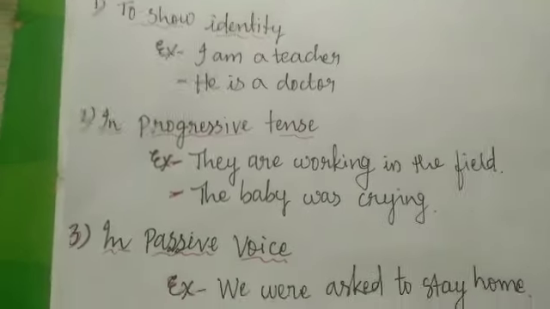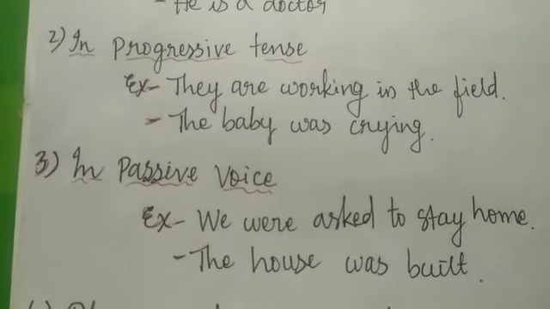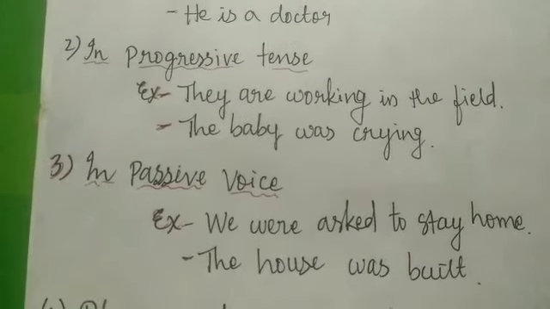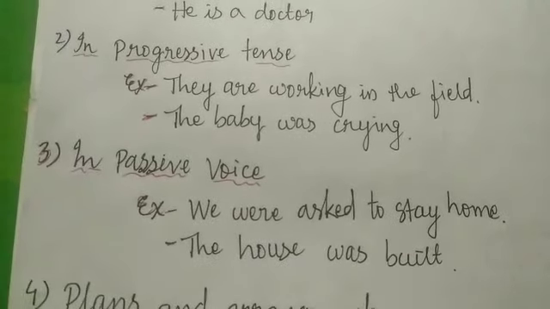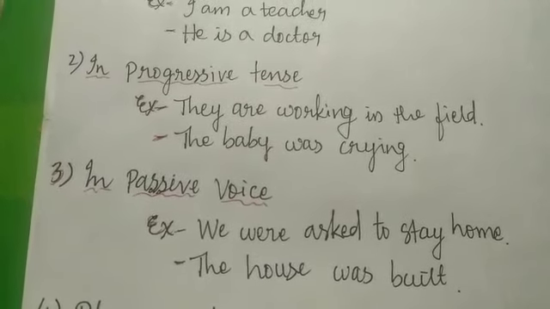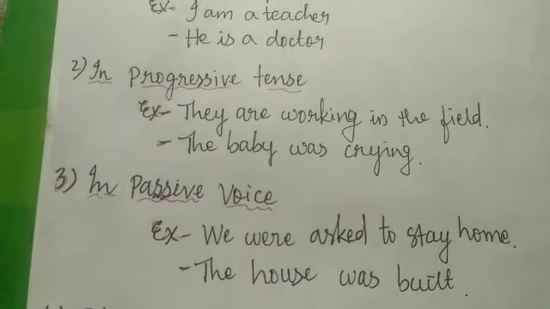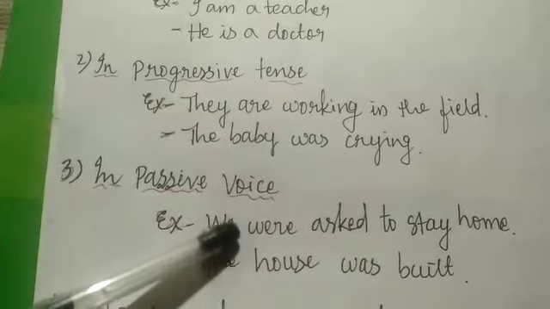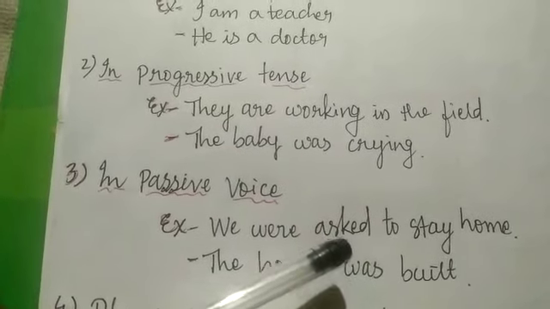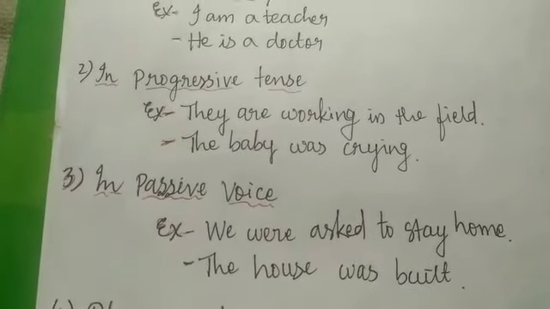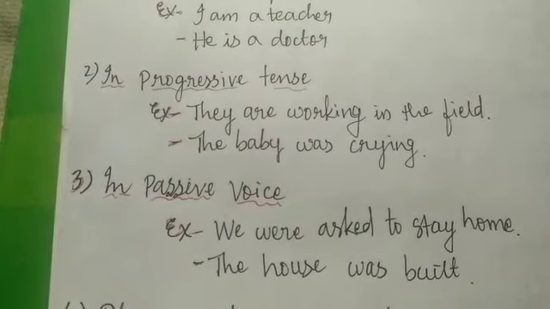Now the third function of be form is that it is used in the passive voice. Look at the example. We were asked to stay home. The house was built. Here after the auxiliaries were and was, we have the third form of the verb, asked and built. So therefore it is in passive voice.